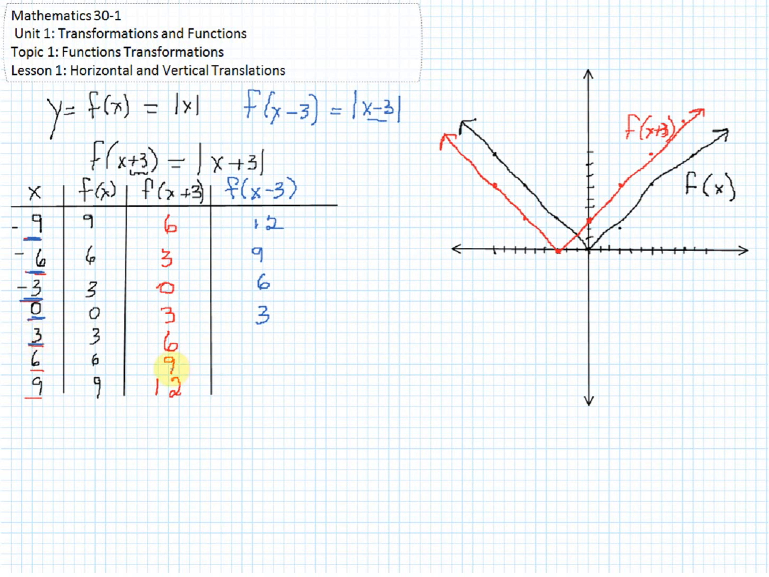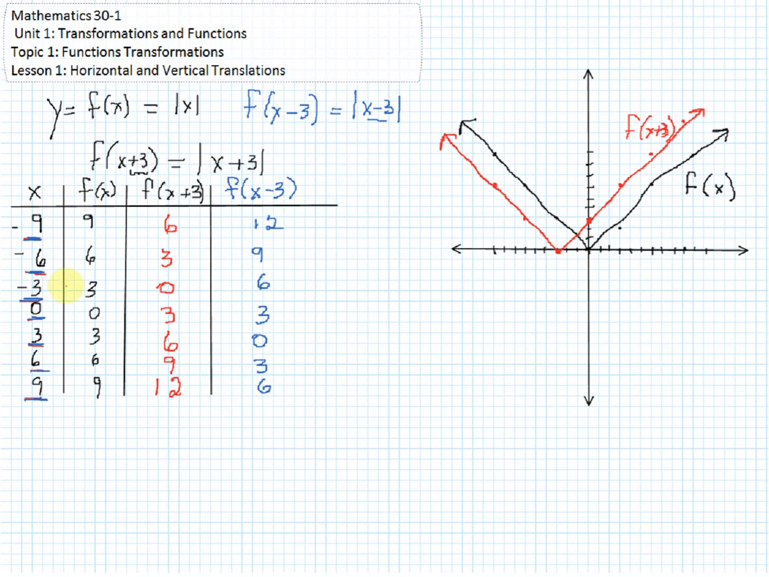3 minus 3 is 0. Absolute value of 0 is 0. Okay, and let's continue. 6 minus 3 is 3. Absolute value of 3 is 3. And finally, 9 minus 3 is 6, with an absolute value of 6. So interestingly, we get our list in reverse, and that's because we've worked with multiples of 3.